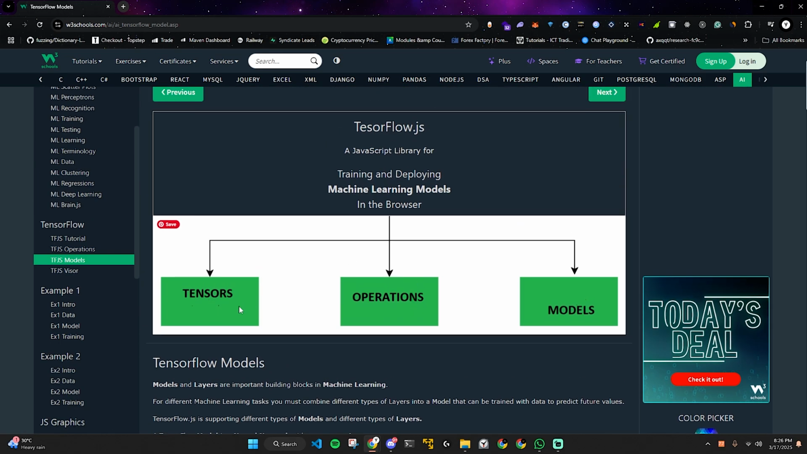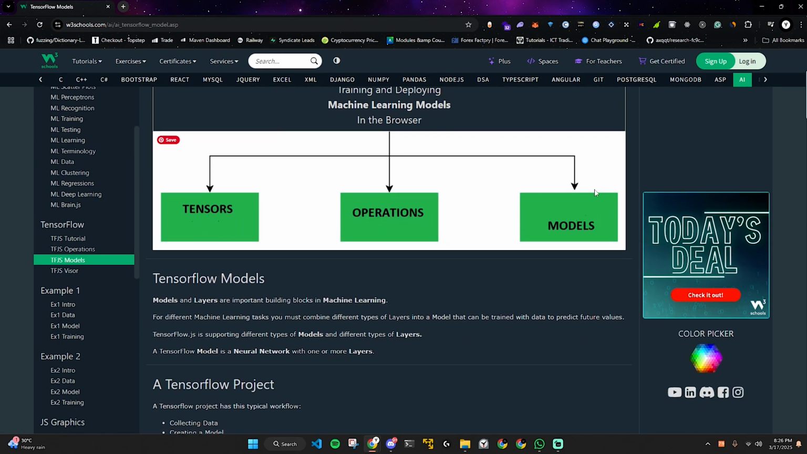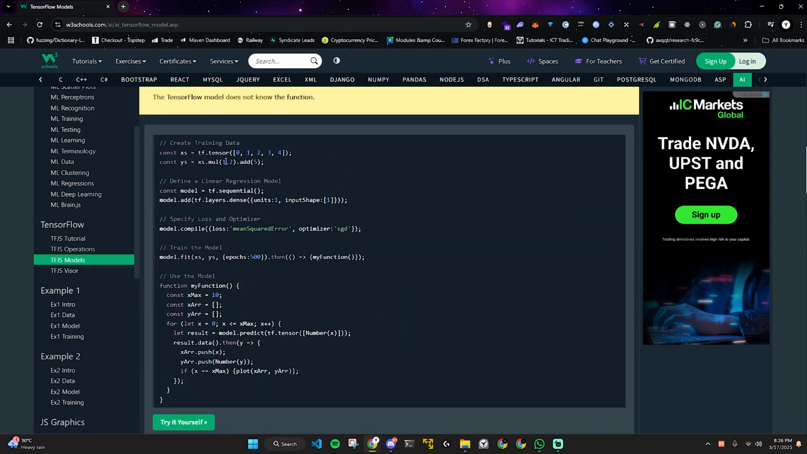So these are, obviously, the 2D arrays, and then we have the operations and the models, right? So let me show you guys something really interesting. Over here in this code, this is the tensors that we're creating. Once we have these tensors, for the x-axis and the y-axis, we have a sequential model. So this is like inputs, okay?